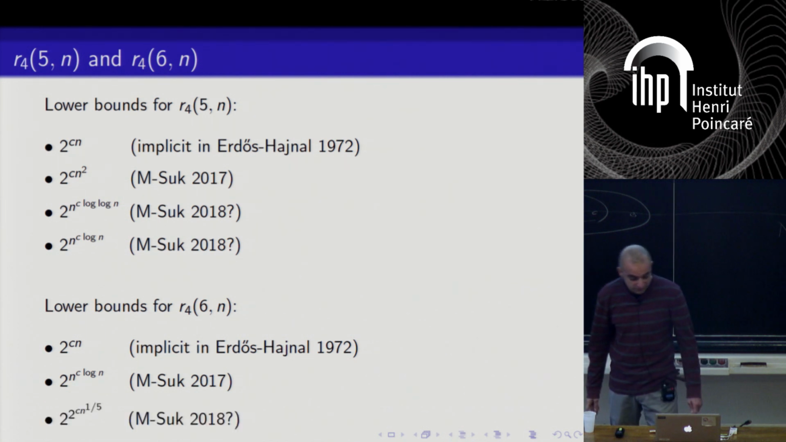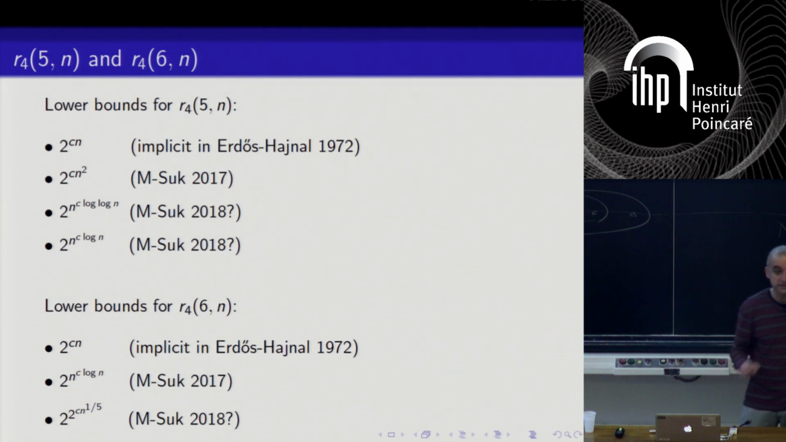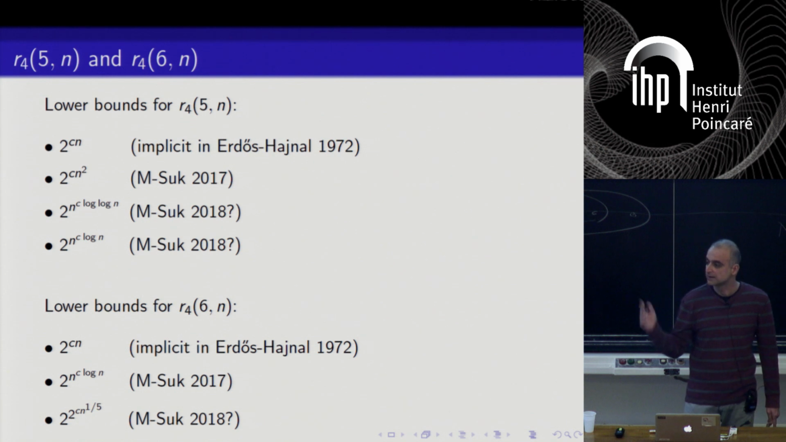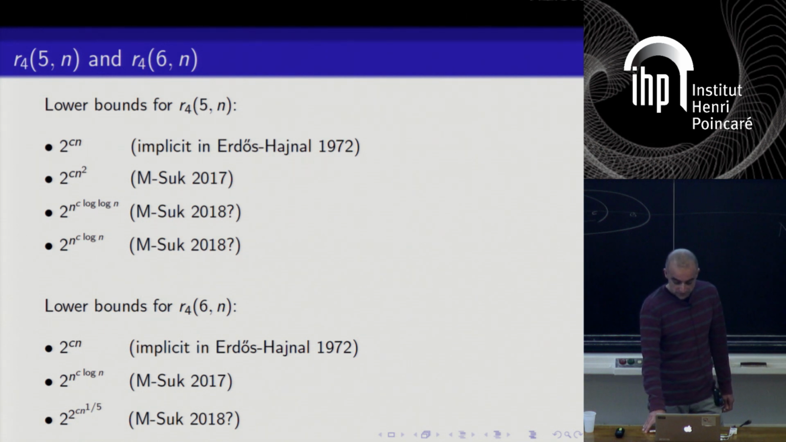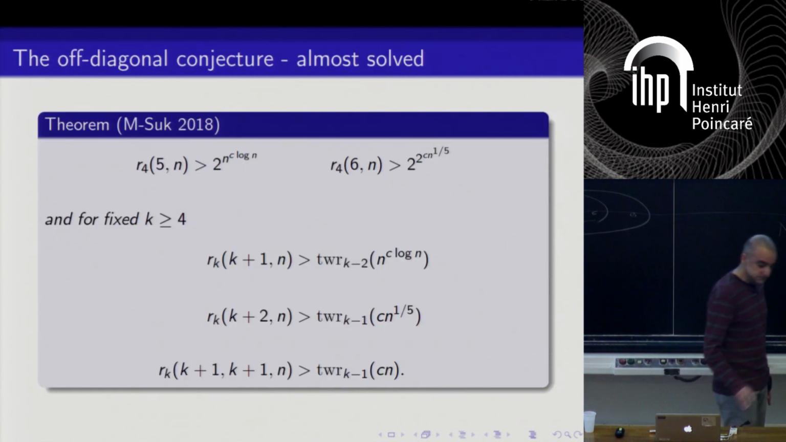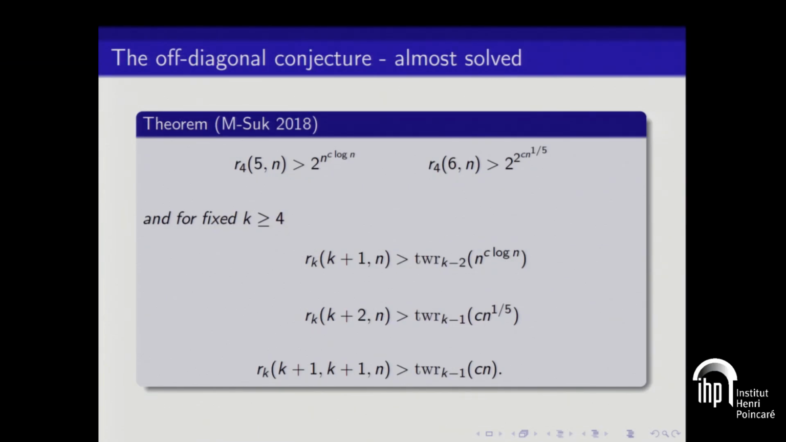And then finally, about a few months ago, we managed to prove a double exponential lower bound for R6(n), but double exponential in a power of n, not 1. So to summarize the whole story, this is where we stand today. R5(n) is 2 to the n to the log n. We want to show it's 2 to the n to the 0.1, or anything double exponential in a power of n. R6(n), we do have the double exponential growth.